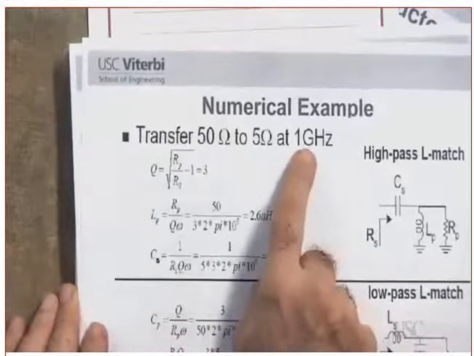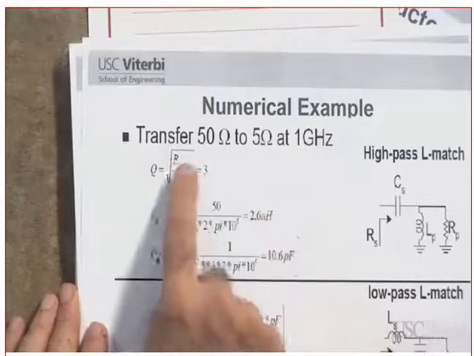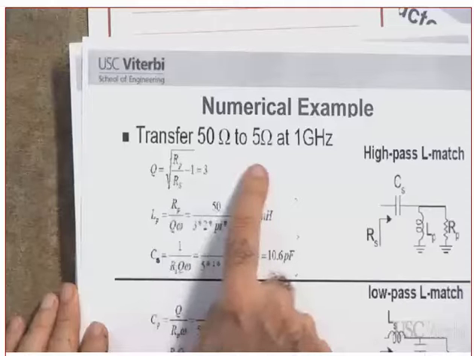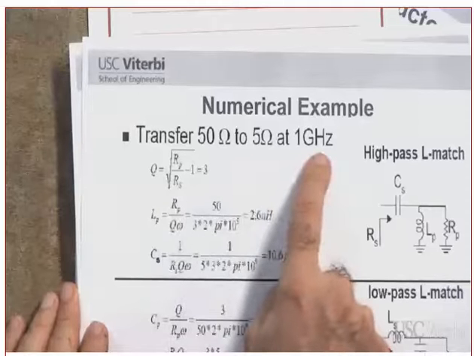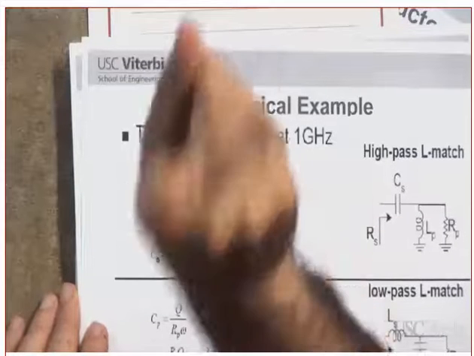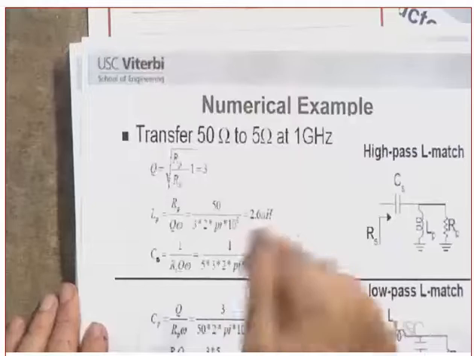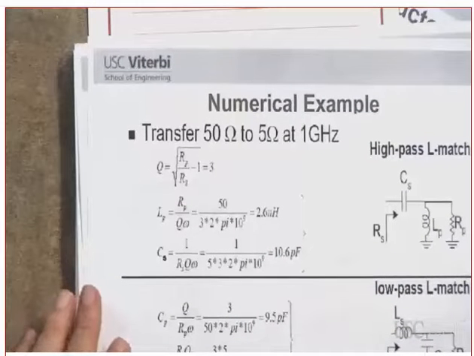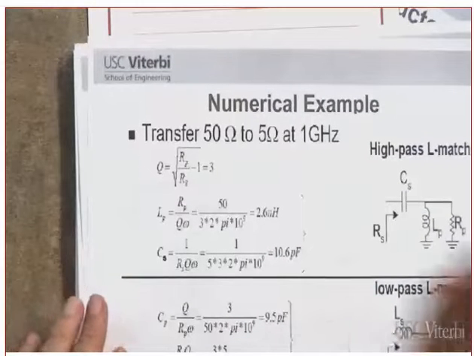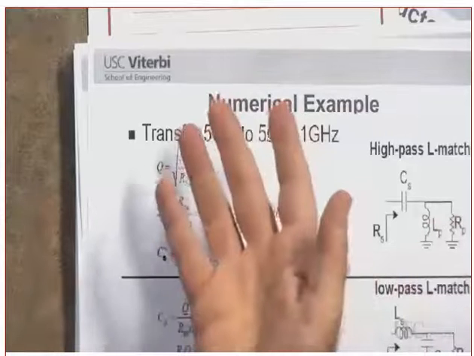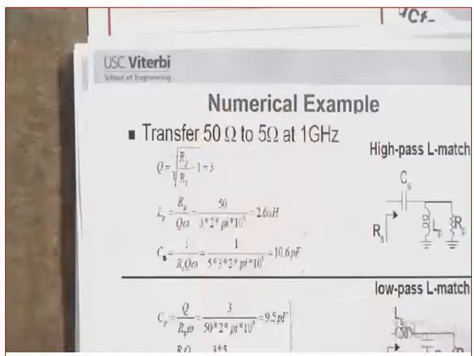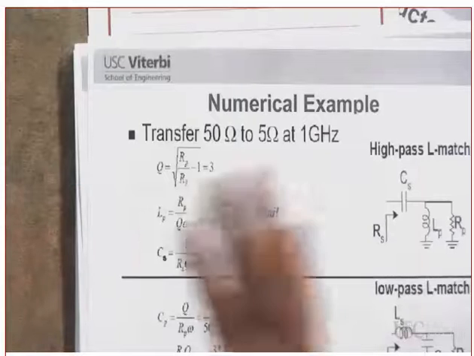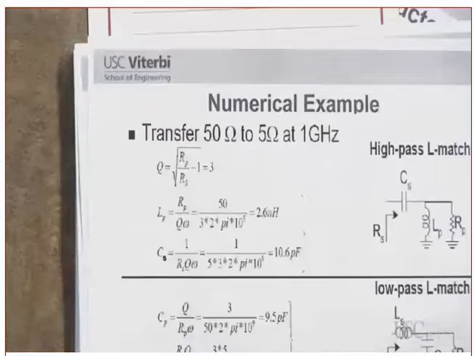Let me ask you a question. When it says 1 gigahertz, it says transfer 50 ohm to 5 ohm at 1 gigahertz. What does it mean? Just at one frequency, the matching is going to work. If the frequency deviates a little bit from 1 gigahertz, the matching will not be perfect. And that's what it meant a moment ago when we said the LC is a narrow band matching network. Do you understand or not?